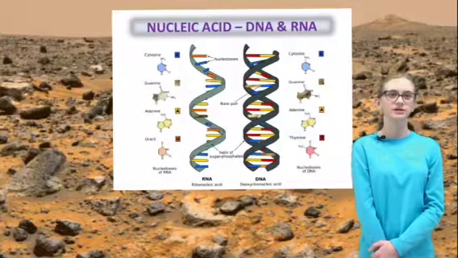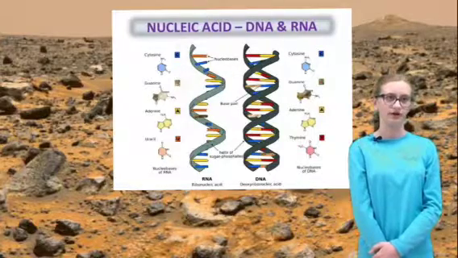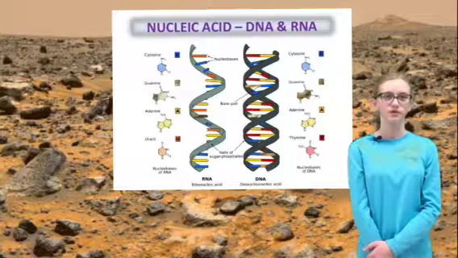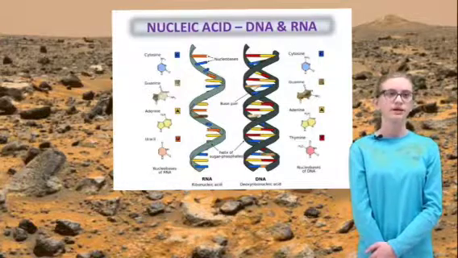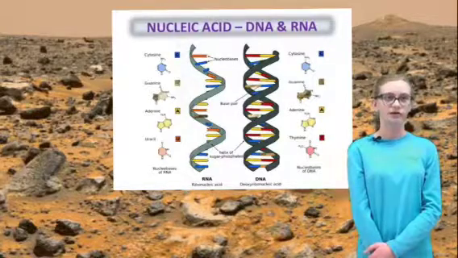First, nucleic acids consist of DNA and RNA. DNA stands for deoxyribonucleic acid, and RNA stands for ribonucleic acid. DNA is the genetic information that is in all living things and is passed from parent to offspring. It is found in our cells, specifically in the nucleus, and is a double helix, the diagram on the right.